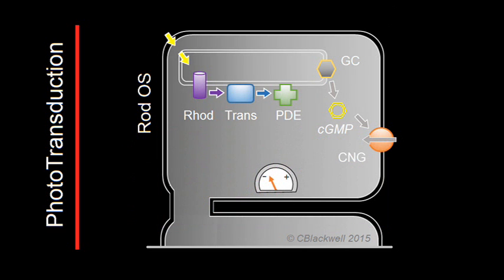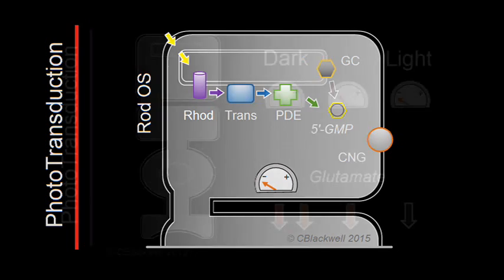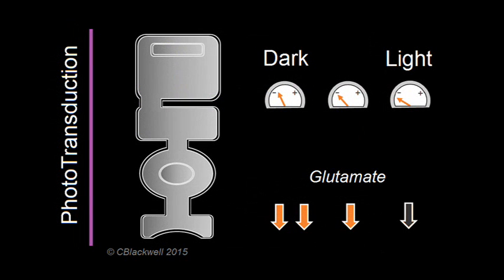The active rhodopsin then activates intermediate transducin, which activates phosphodiesterase, which then breaks down cyclic GMP molecules. As the amount of cyclic GMP is reduced, the CNG channel closes and the internal cell charge becomes more negative. That finally results in a change in glutamate secretion at the synapse with the bipolar cell. The switch is turned on, signaling that light has arrived. The doorbell has been rung.